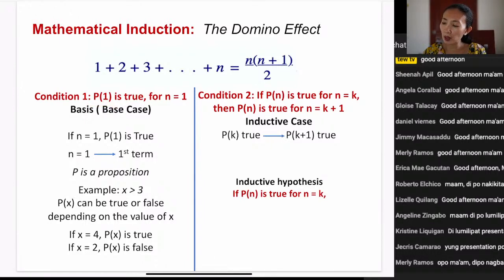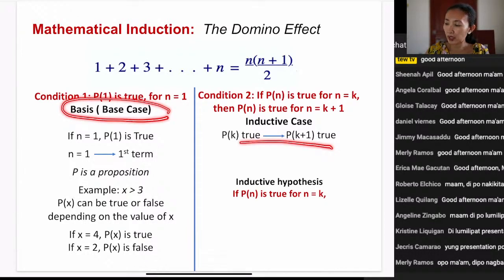Condition number 2, the second condition. If P of n is true for n equal to k, this is the assumption, then P of n is true for n equal to k plus 1. We assume that the formula or the theorem or the equation holds when n is equal to k, then we have to show that it is also true, or that it holds, when n is equal to k plus 1. This is the inductive case. So the first condition is the base case or the basis, and the second condition is the inductive case.